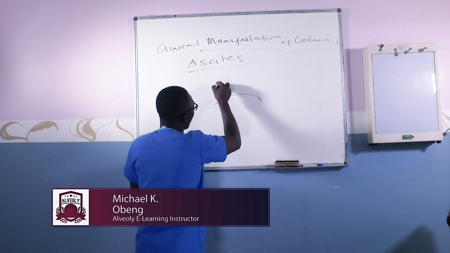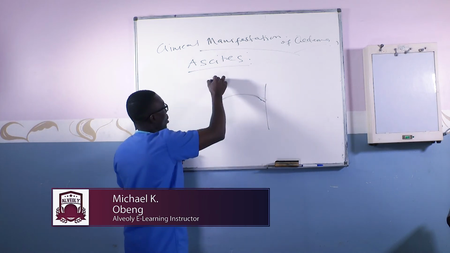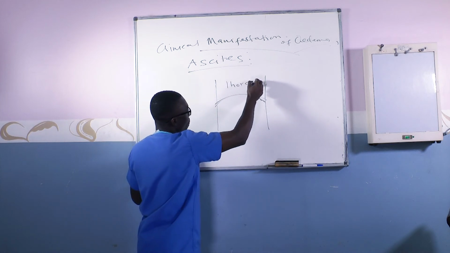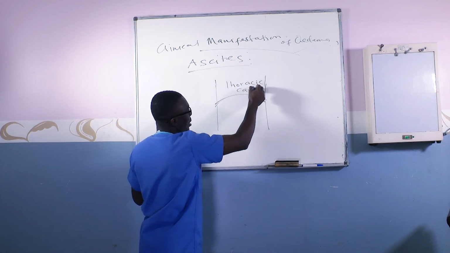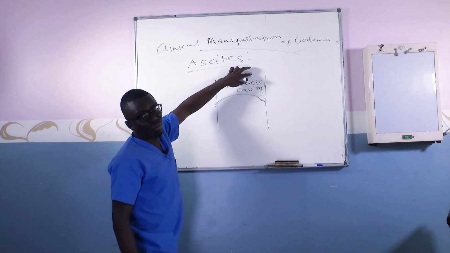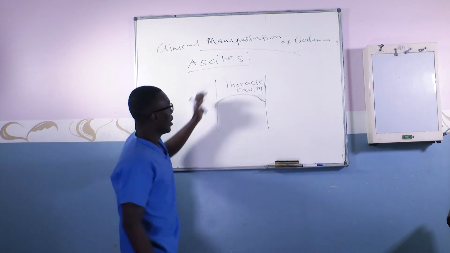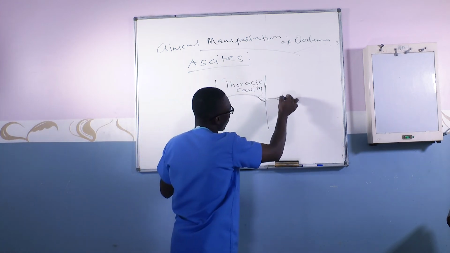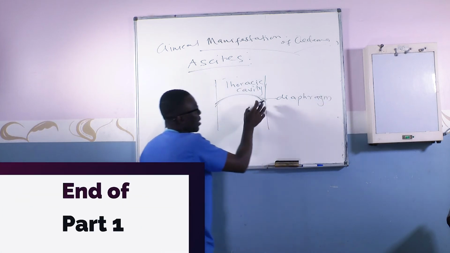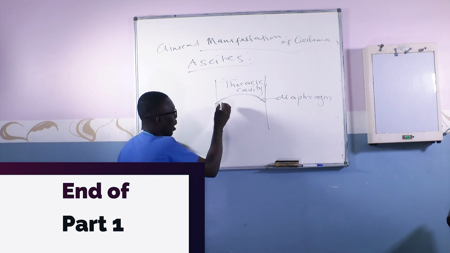So let me use this. Let's consider this part to be the thoracic cavity. And we said the thoracic cavity is just a space where the lungs and its associated organs, for example the heart, are located. And this is the diaphragm. The diaphragm is a thin layer of muscle that separates the thoracic cavity from the abdominal cavity.